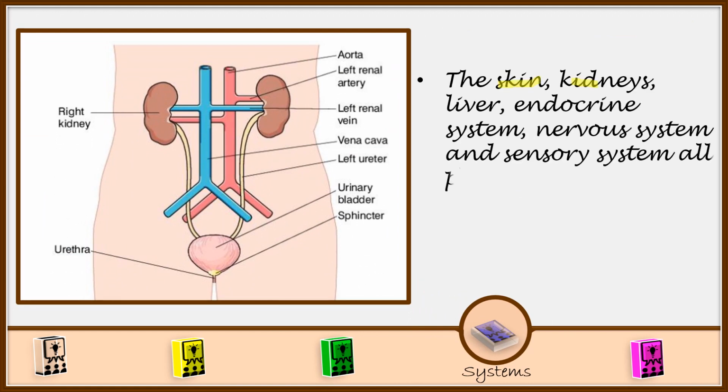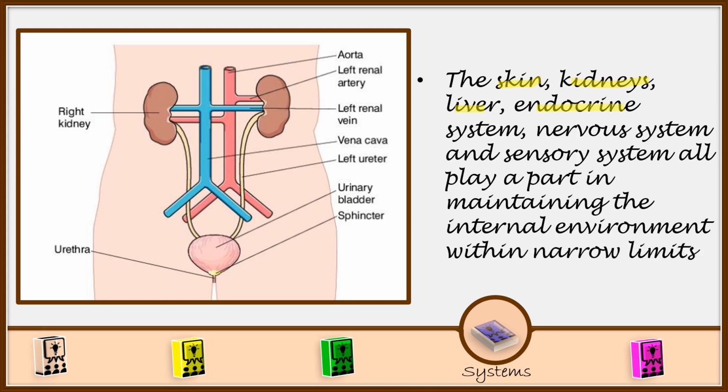The skin, the kidneys, liver, endocrine system, nervous system, and sensory system, all of them play a part in maintaining the internal environment within a narrow limit. All these organs play a bigger part in maintaining the internal environment within a narrow range.